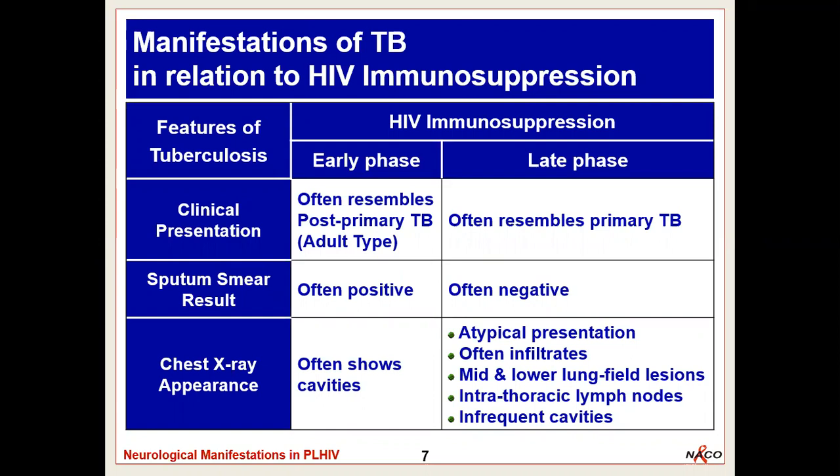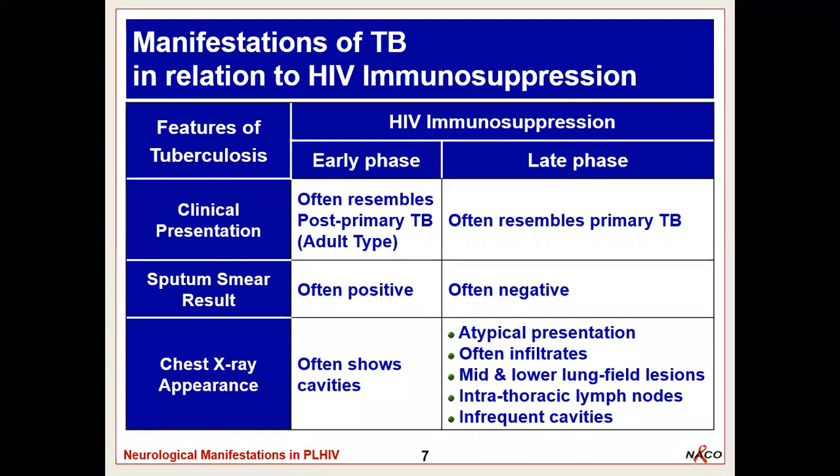And then the late phase TB typically resembles the primary TB. When the patient has a CD4 of less than 200, the clinical manifestation is usually primary or progressive primary. In the absence of the typical immune defense, cavity formation and sputum smear positive TB are less frequently observed. This is the typical presentation that you get in early versus late phase.